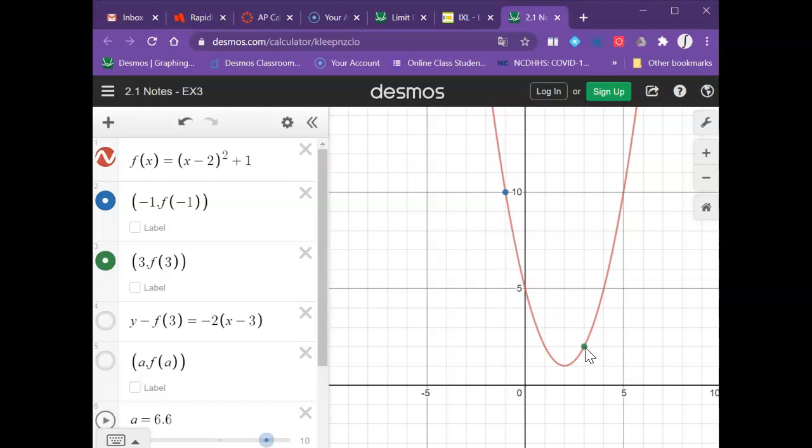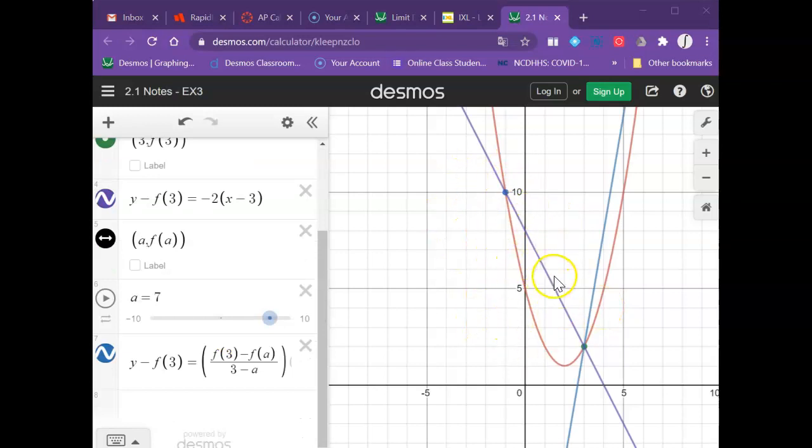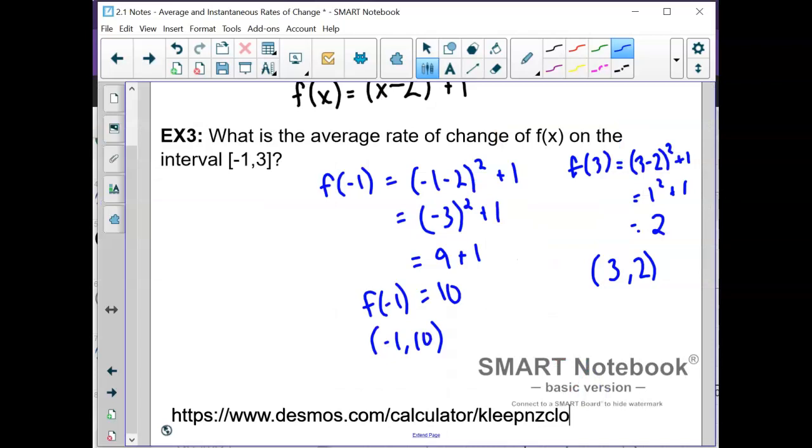And so what we want to know is the average rate of change. That's going to fall upon this line right here, and we need to know the slope of this line. So let's go back. We've got our 2 points. To find the slope of that line, we just need to do 10 minus 2 over -1 minus 3. So we're going to get 8 divided by -4, which is -2. So the average rate of change of that graph from -1 to 3 is going to be -2.